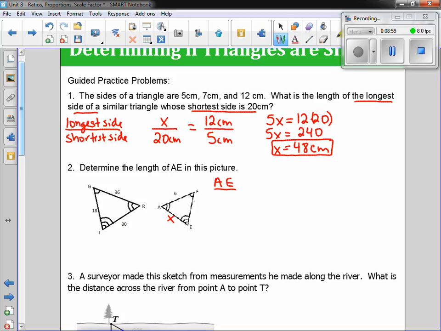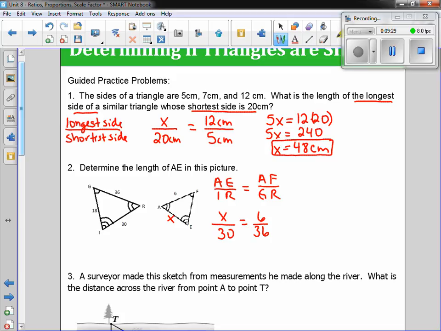So AE corresponds with side IR. And I want to choose another side that has a value in the smaller triangle, and the only side that is given is AF. And that corresponds with the side in the bigger triangle that goes with GR. So since AE is x and IR is 30, AF is 6 and GR is 36.